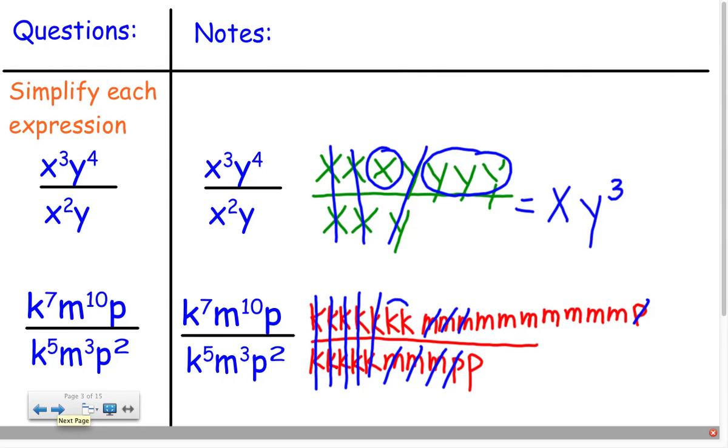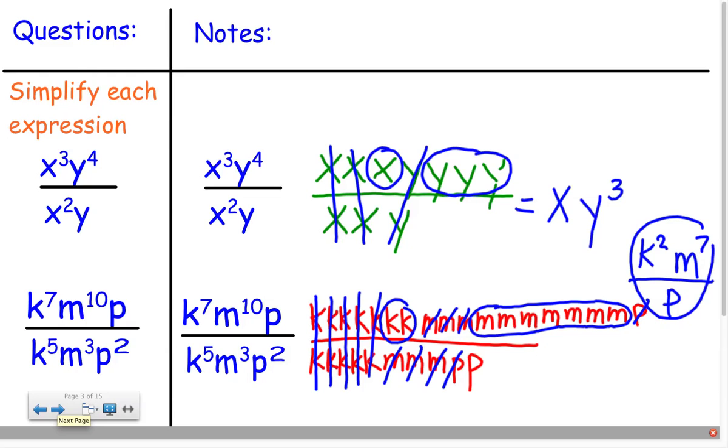So on the top, I have 2 k's, so k squared. I have 1, 2, 3, 4, 5, 6, 7 m's. And 1 p on the bottom. So this right here is my answer. K squared, m to the 7th, divided by p.